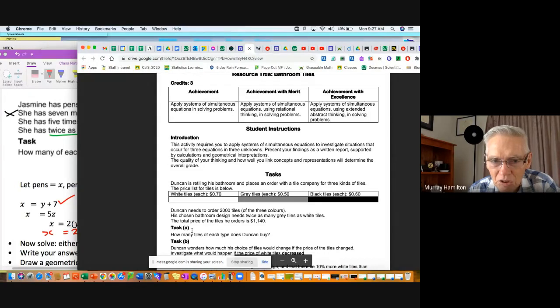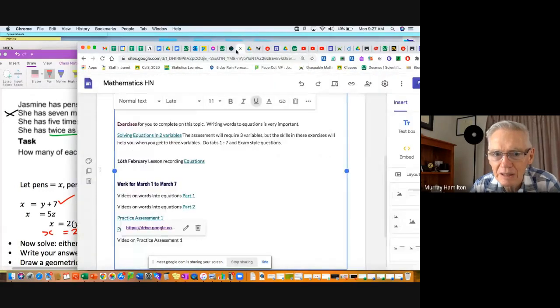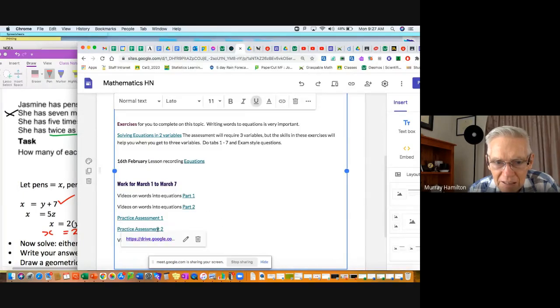Those who want to go on to the excellence part and the merit part, you can go ahead and do the learning. I'll load the answers up later for that. Now, where do I go back? Go back here. So that's if you want to have a look at assessment 1. There's another assessment, part 2, for those who really want to get on and do it. But particularly today, I want you to do part 1 and part 2. I want you to understand how to do equations to words.